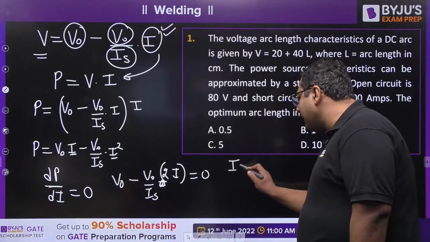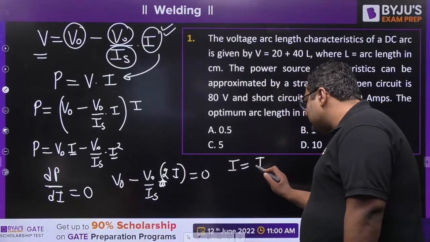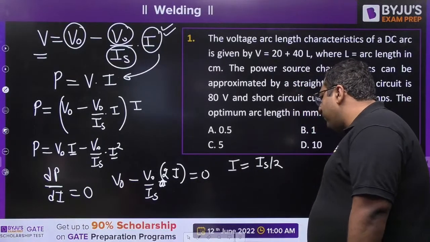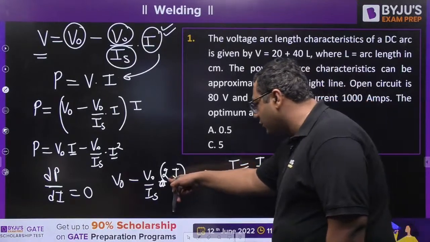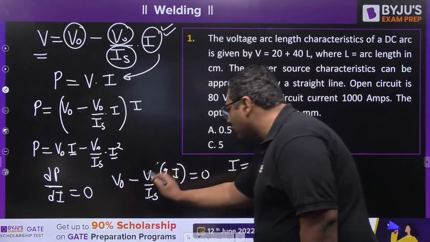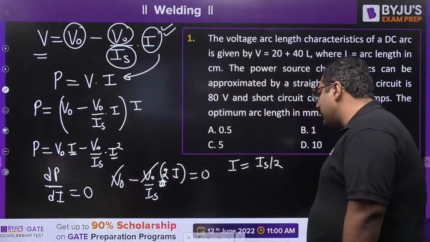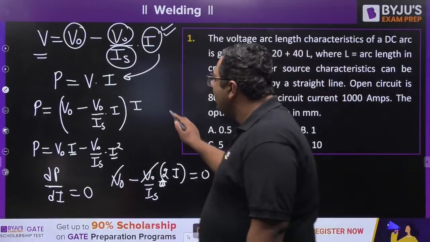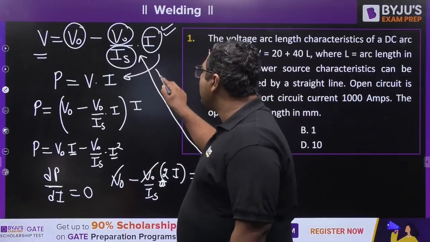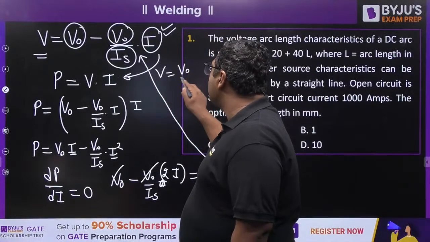You will be getting I equals to IS by 2. And when you put this value, you can see what you are going to get. So V naught will get cancelled out, and you will get this. And when you put this value in this equation, you will be getting V also as V naught by 2.